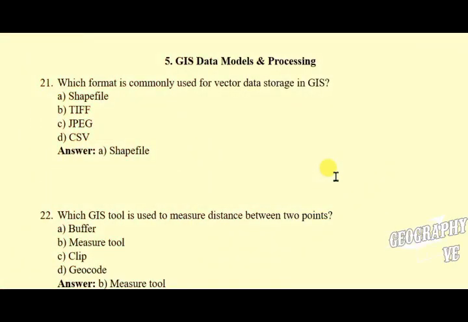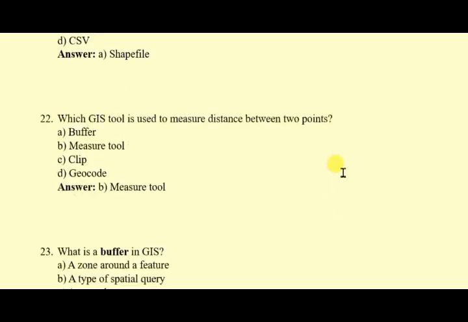Now the category is GIS data models and processing. Question number 21. Which format is commonly used for vector data storage in GIS? Shapefile, TIFF, JPEG, CSV. Here the right answer will be Shapefile.